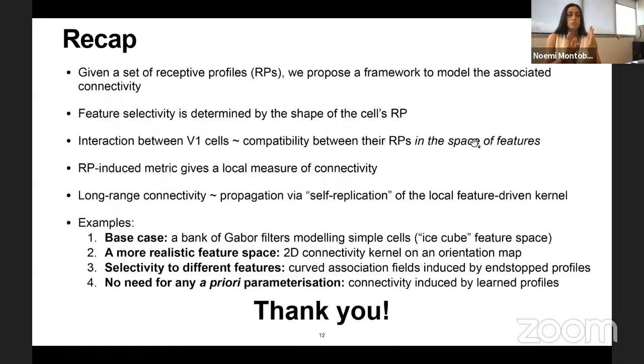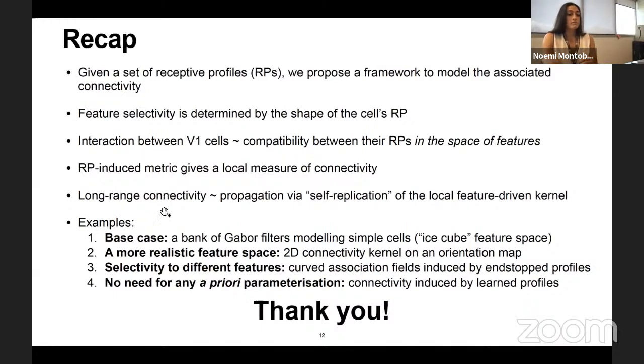So just to sum up, given a set of filters that are modeling some family of receptive profiles in V1, what we propose is an approach to modeling the geometry of the connectivity pattern associated with the set of profiles. And this is built as a sort of measure of compatibility between the receptive profiles, so between the feature selectivity of the two filters. And this gives a local connectivity measure that we propagate to obtain long-range connections.